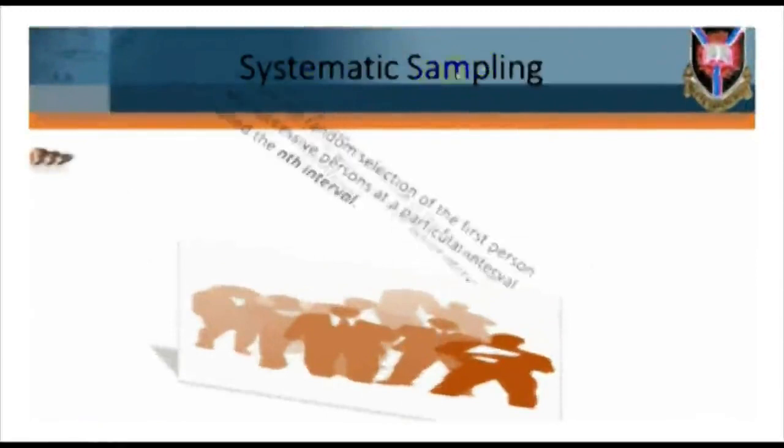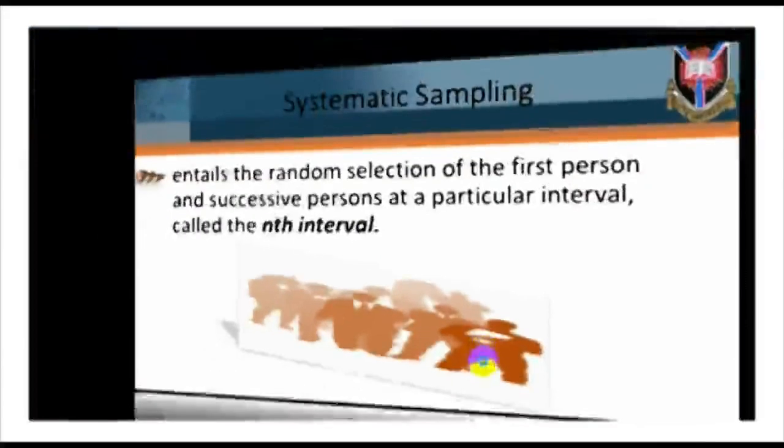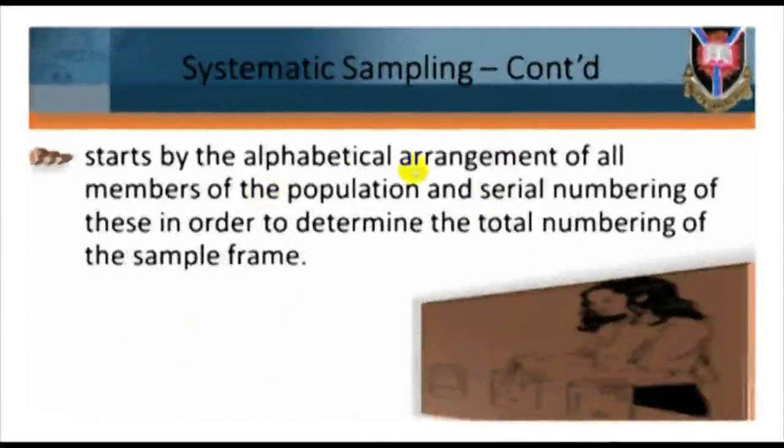D. Systematic sampling. Systematic sampling entails the random selection of the first person and successive persons at a particular interval, called the nth interval. It starts with the alphabetical arrangement of all members of the population and serial numbering of these. By this, the total numbering of the sample frame is determined. The researcher then decides on the sample size for his or her research.